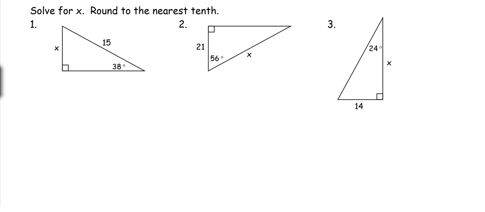This video is about using trig to find a missing side length. So remember we talked about SOHCAHTOA, so sine is equal to opposite over hypotenuse, cosine is equal to adjacent over hypotenuse, and tangent is equal to opposite over adjacent.